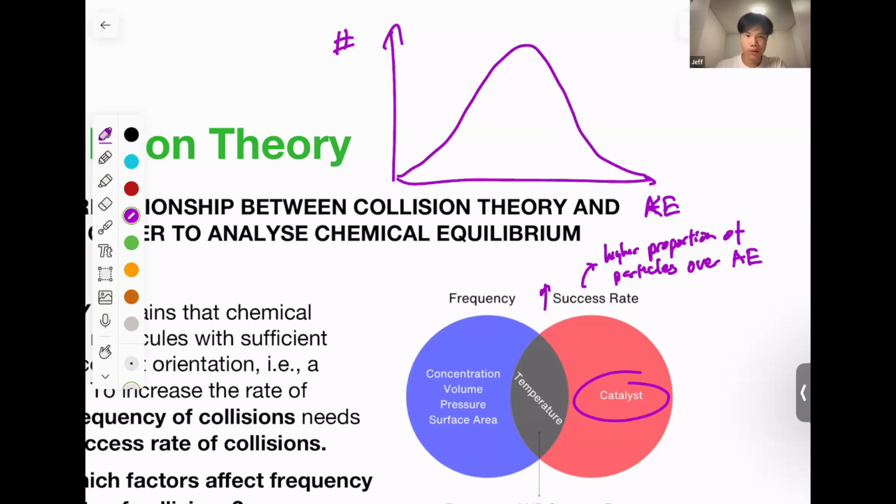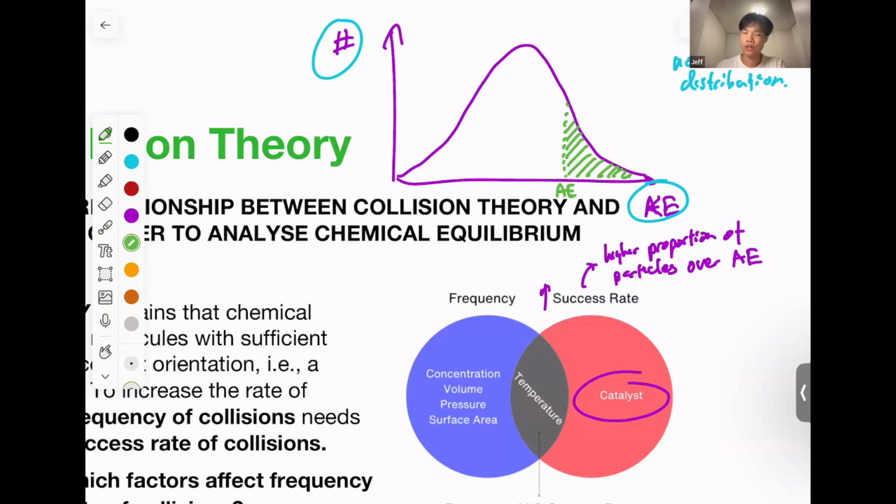So the Maxwell-Boltzmann curve on the x-axis shows the kinetic energy of particles. On the y-axis, it shows the number of particles. And this is a normal distribution, showing the number of particles at each kinetic energy value. For any reaction, you have some activation energy, such as this one here, shown in green, AE being activation energy, and a certain number of particles are over that activation energy, and they can successfully collide.